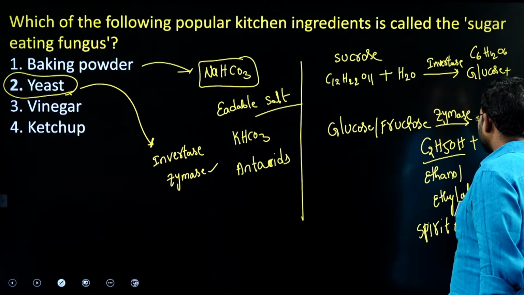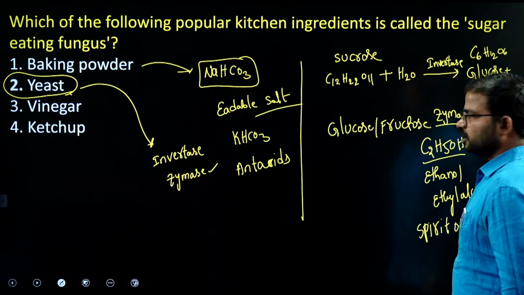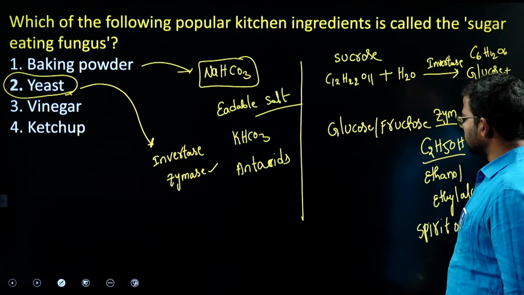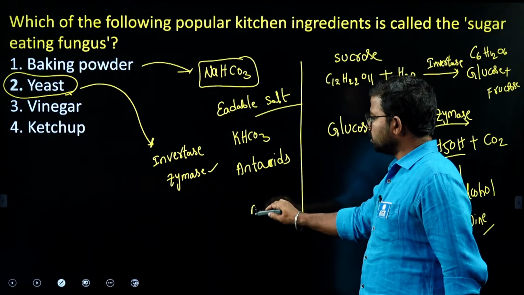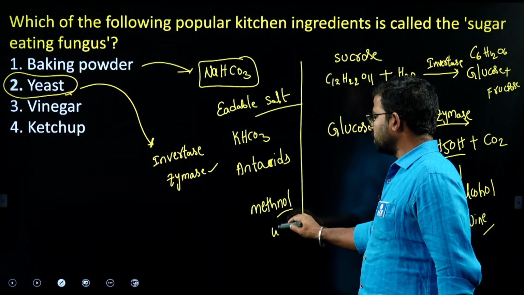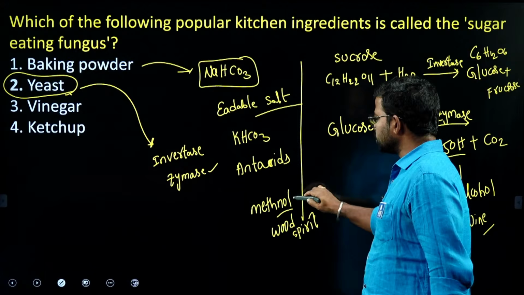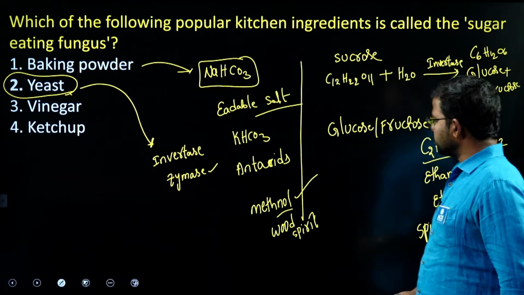Mostly, if you consider any kind of alcoholic brands, we have this kind of alcohol only, mostly ethanol. What about methanol? Methanol is called wood spirit. If we consume this methanol, guys, it leads to death.